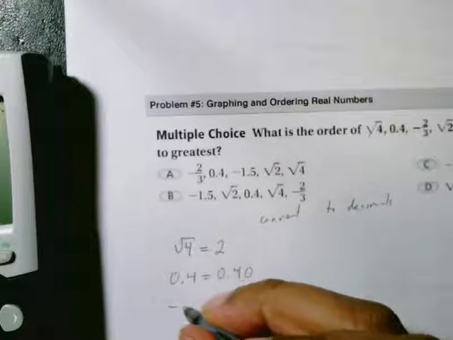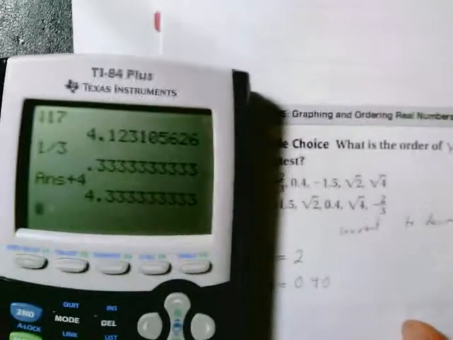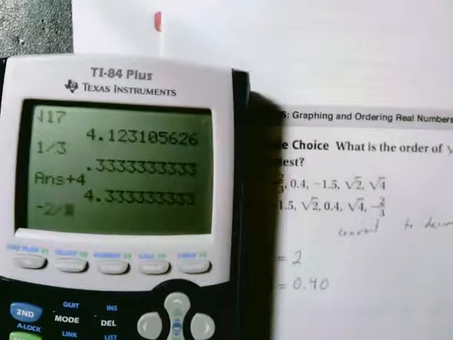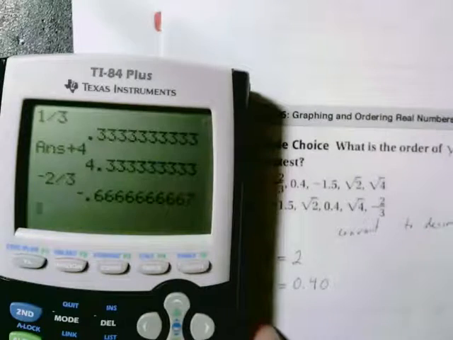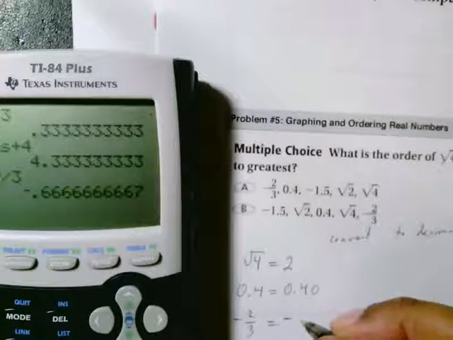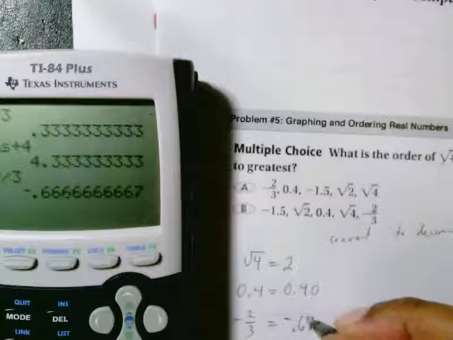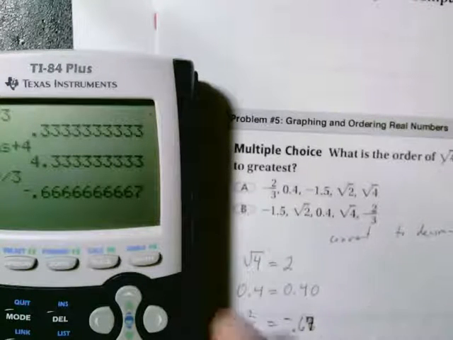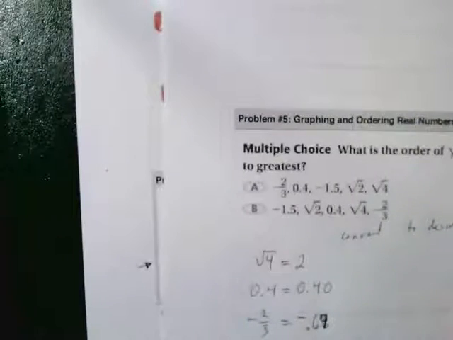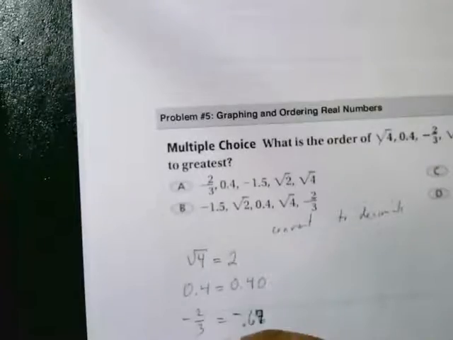We have negative 2/3, so I'm going to type that in the calculator. So negative 2/3, it's like having negative 66 cents. I'll round, I'll say 67 cents. Right, that's not so good. That's not so bad.